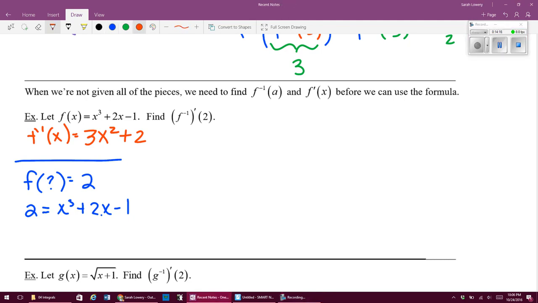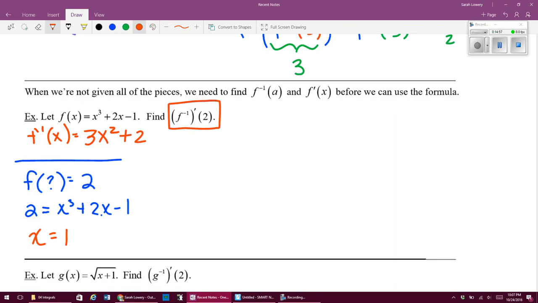So I want to know, where does my original function equal 2? Now, the reason I need to figure out where my original function equals 2 is because I want to find the derivative of my inverse at 2. So in order to do that, I'm going to be using the reciprocal of the inverse value. So where does my function equal 2? Now, you can use a calculator and determine that at x equals 1, and sure enough, you could plug that in. 1 cubed is 1 plus 2 times 1 would be 3, and then 3 minus 1 would be 2. So x equals 1 gives us that value.